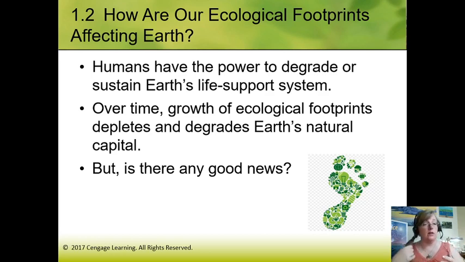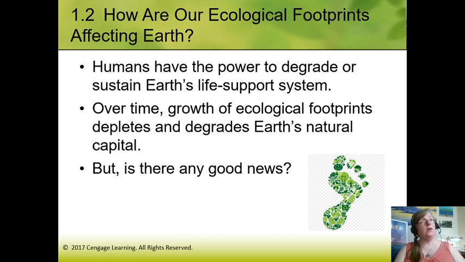That's what we need to focus on. Okay, so over time, the growth of our ecological footprints is going to deplete and degrade the Earth's natural resources. So what we need to do is keep our ecological footprints as small as possible. And when we get further into the section, I'll explain more about what that is.